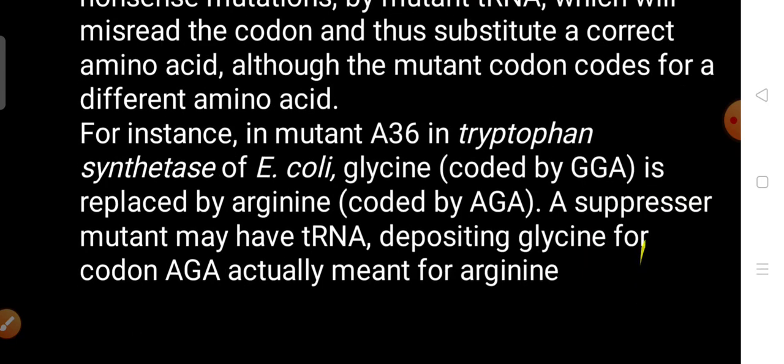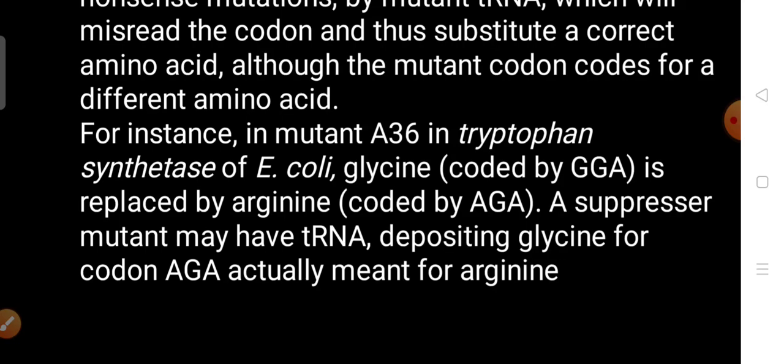Okay, say for example, A36 in tryptophan synthetase of E. coli, the tryptophan synthetase gene of E. coli. The glycine which is coded by GGA is replaced by arginine, which is coded by AGA. We have studied this. The suppressor mutation in tRNA will deposit glycine for the codon AGA, which is actually meant for arginine. That means though the codon has changed from GGA to AGA, and AGA codes for arginine, AGA is read by its complementary tRNA.